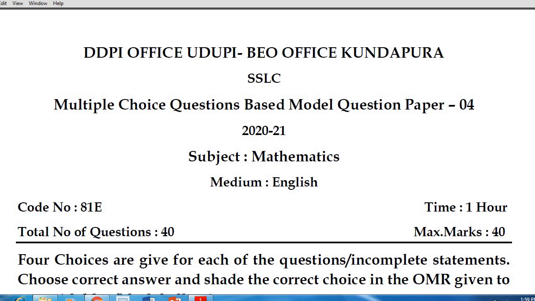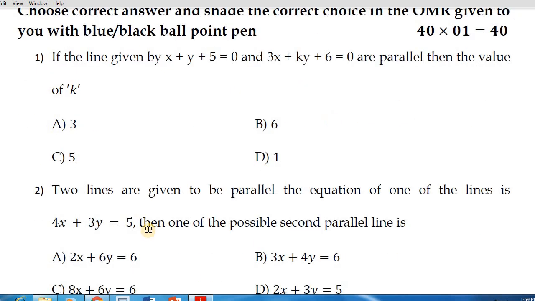Now let's move on to the question section, children. So the very first question here is, if the lines given by x plus y plus 5 equals 0 and 3x plus ky plus 6 equals 0 are parallel, then the value of k is. See, in this problem two equations they have given and they are saying these two equations are parallel. So here we need to find the value of k.